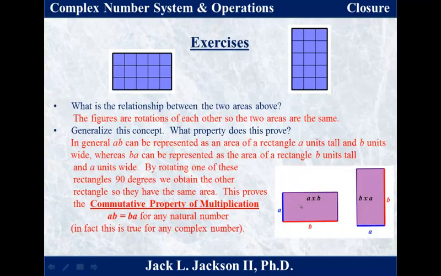Okay, well, we see that these figures are just rotations of each other, so the two areas are the same. In general, AB, or A times B, can be written as an area of a rectangle, A units tall and B units wide, whereas BA can be represented as an area of a rectangle, B units tall and A units wide. By rotating one of these rectangles 90 degrees, we obtain the other rectangle, so they must have the same area. This proves the commutative property of multiplication, that is, A times B equals B times A, for any natural number. In fact, this is true for any complex number.